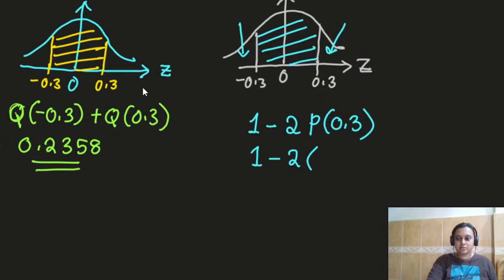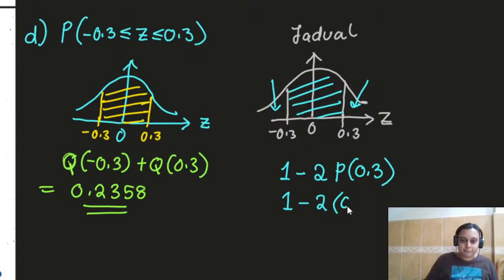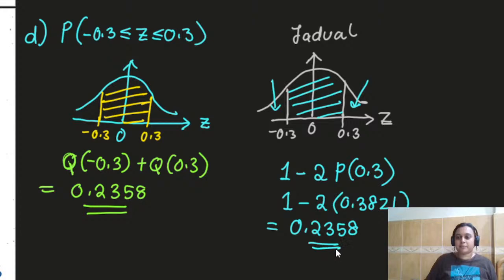What was the nilai just now? Already. 0.3821, right? Okay, so you tolak, get the same answer, 0.23. So one is calculator, you can double check after you do the jadual, or just do calculator. Just get your school teacher, you double check with your school teacher.